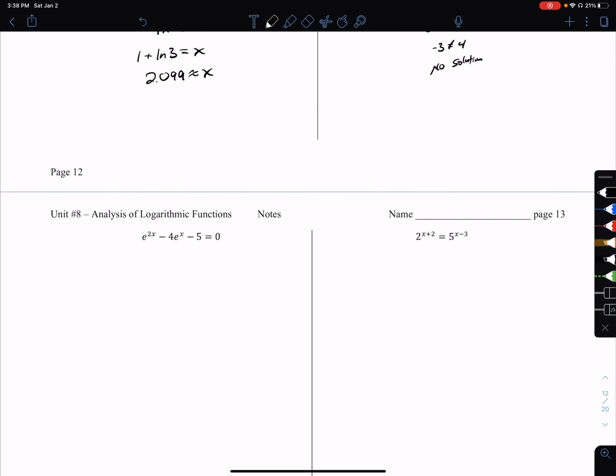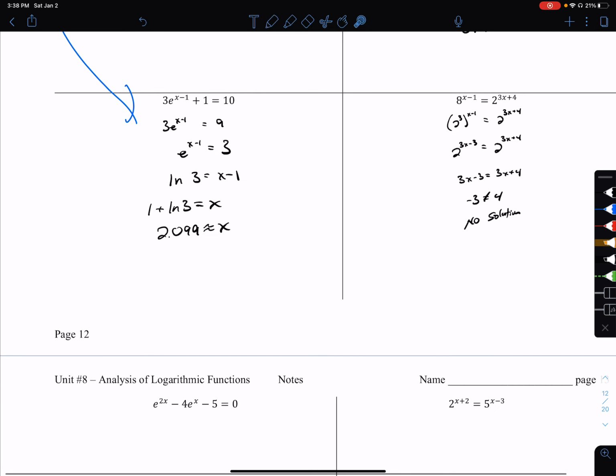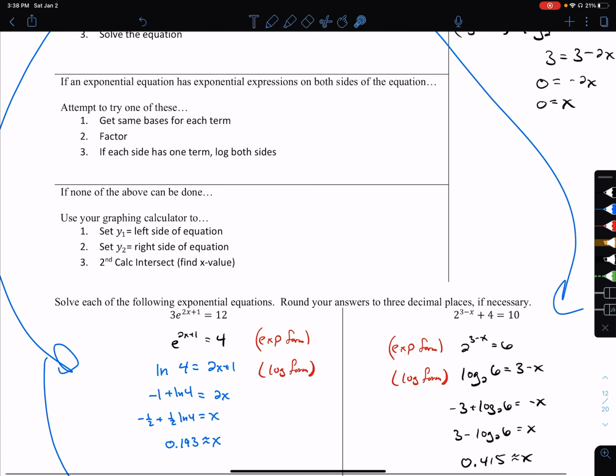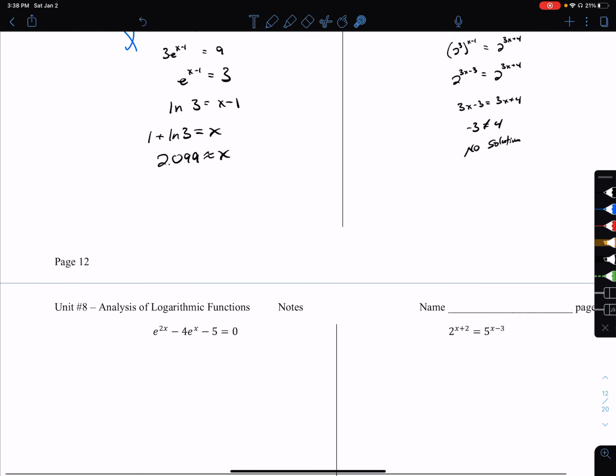We get 2 more of these fellas. All right, this one here has 3 different terms. Some of those are exponential and some of those are not. So we are going to be doing, notice it says attempt to try one of these. We're going to attempt to factor, see what happens.